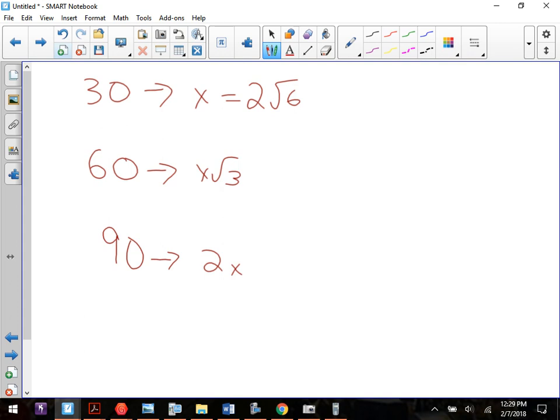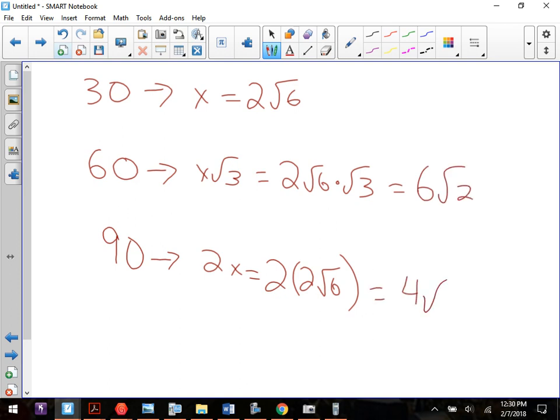So everywhere I see an x in the rest of the algebraic jig, what am I going to replace it with? 2 root 6. So in the calculator, you quite literally type in 2 root 6 times the square root of 3 to get your missing side lengths. When you type in 2 root 6 times root 3, I think you get 6 root 3? 6 root 2, sorry. Thank you. Oh yeah, you're right, bring out the 3's. So here across from the 60 would be 6 root 2. And here it's 4 root 6. And those are your missing side lengths.